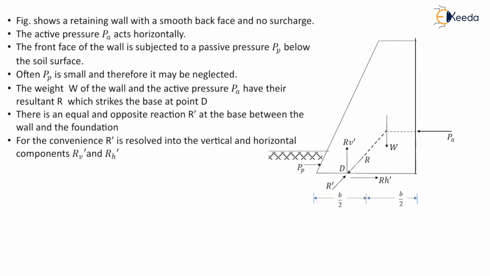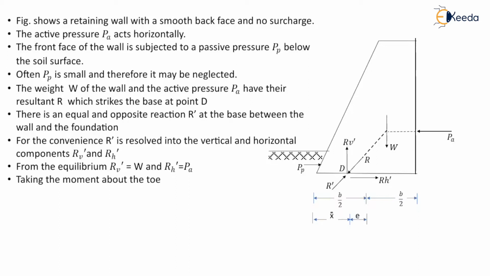The width of the base is B. So if we divide the base into two halves, the point D is acting at a distance x bar from the toe, and the distance of D from the center of the base is the eccentricity, that is E. So from equilibrium, for vertical forces RV dash is equal to W, and for horizontal forces RH dash is equal to PA.